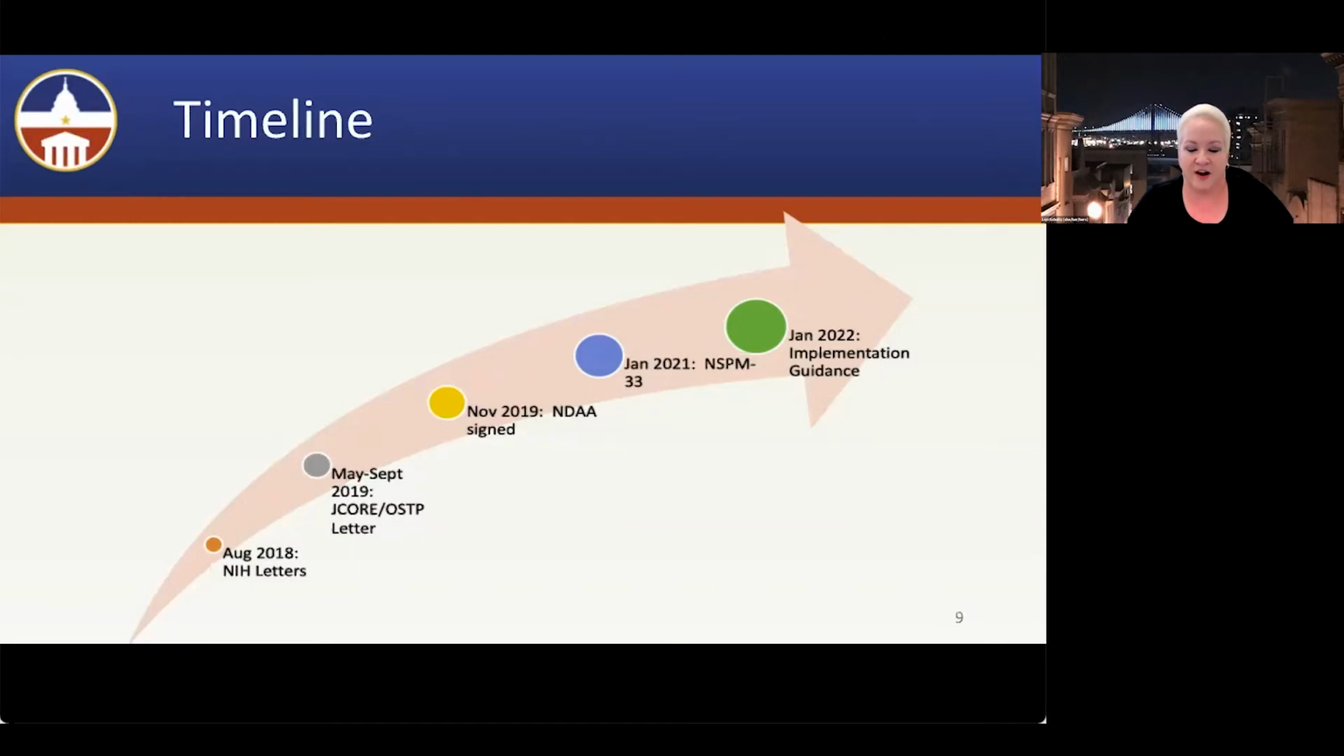Then in December of 2019, it is December, I should have changed the slide, the NDAA was signed. And the National Defense Authorization Act includes oversight of foreign influence in academia and requires the Director of National Intelligence to submit a report to Congress around these issues and their impact on national security. So these things are not going away.